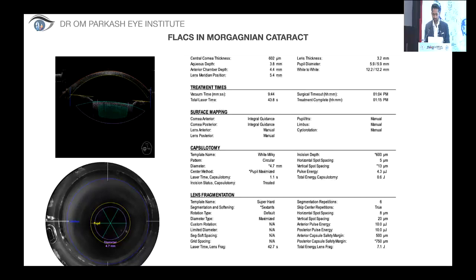So this is a case of a hypermature Morgagnian cataract, where you can see the lens thickness is just 3.2, so we have a small nucleus. And what I do here is I titrate my settings in capsulotomy to make it 1.1 second. It is done by decreasing the diameter. I usually decrease it to 4.5 here. I've kept it 4.7. And then you can increase the vertical spot spacing. Normally it is kept at 10, so you increase it till 13. So that's how you reduce your time. You can see here it is 1.1 seconds.